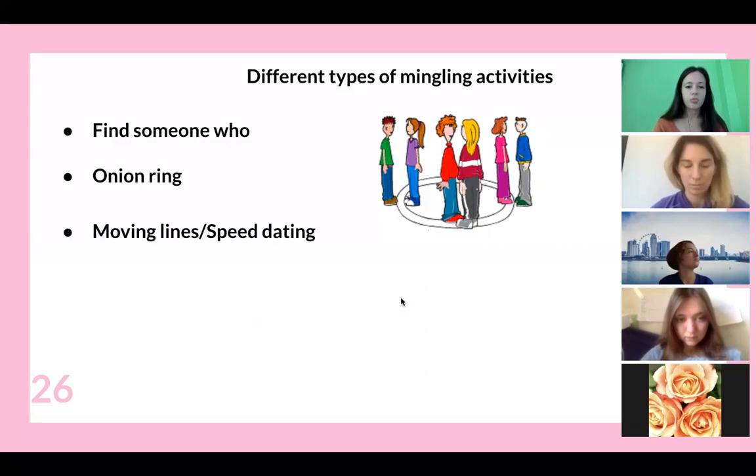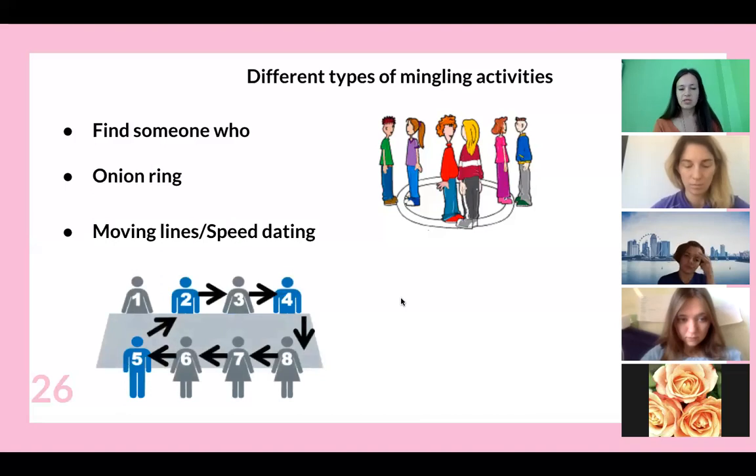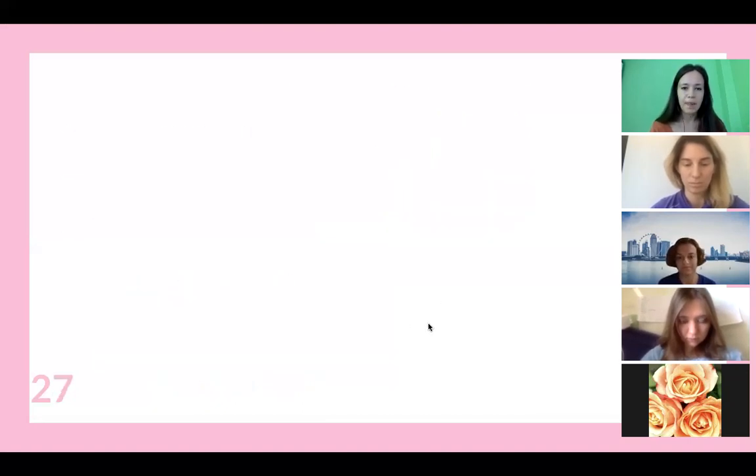Or another variation, moving lines or speed dating. In this case, you can organize your students in two lines. They can sit or they can stand opposite each other. You can divide them into two teams, students B and students A. Students B don't move, and students A move after your signal. And again, they have the opportunity to talk to different people during the activity.